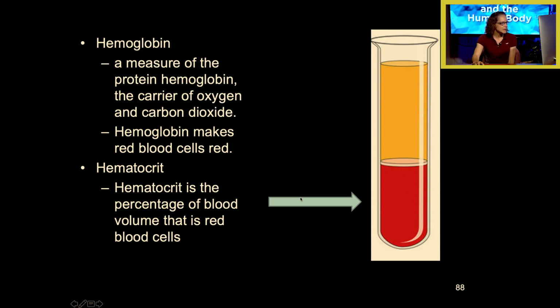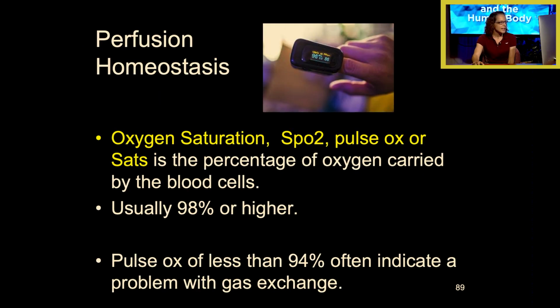Hemoglobin is a measure of the protein hemoglobin. It's the carrier of oxygen and carbon dioxide. Hemoglobin makes red blood cells red. The hematocrit is the actual percentage of blood volume that's red blood cells. Oxygen saturation, SpO2, pulse ox, or SATs. Those are all the same thing in medical terminology. And what it's referring to is the percentage of oxygen carried by the blood cells. Usually we like to put a pulse oximeter on a patient's finger, and we like to see a reading of 98% or higher. If a pulse ox is less than 94%, this can often indicate a problem with gas exchange.